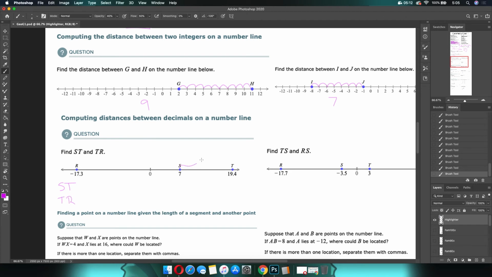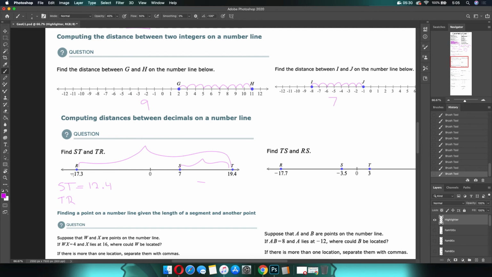So ST is from here to here. If they're on the same side of the zero, you're going to be subtracting. So what is 19.4 minus 7? That is going to be 12.4.